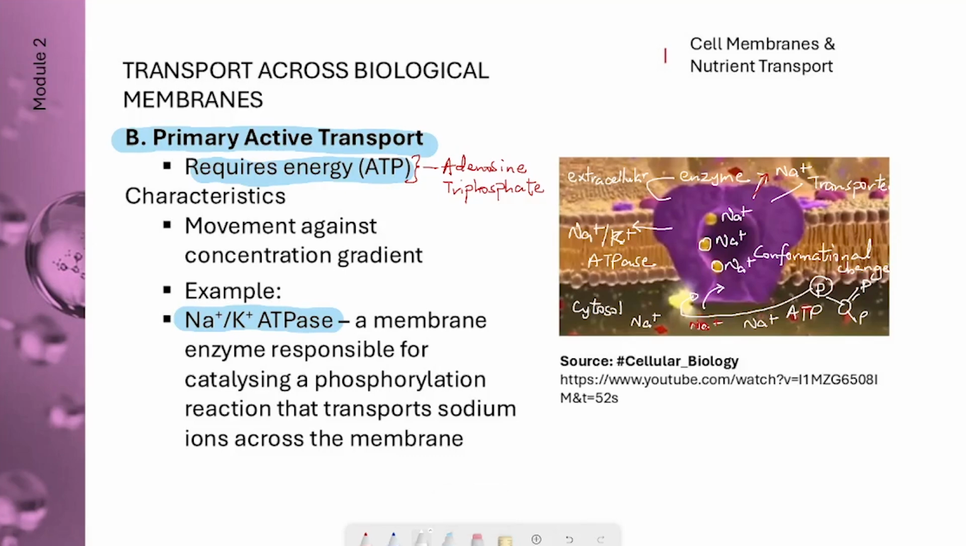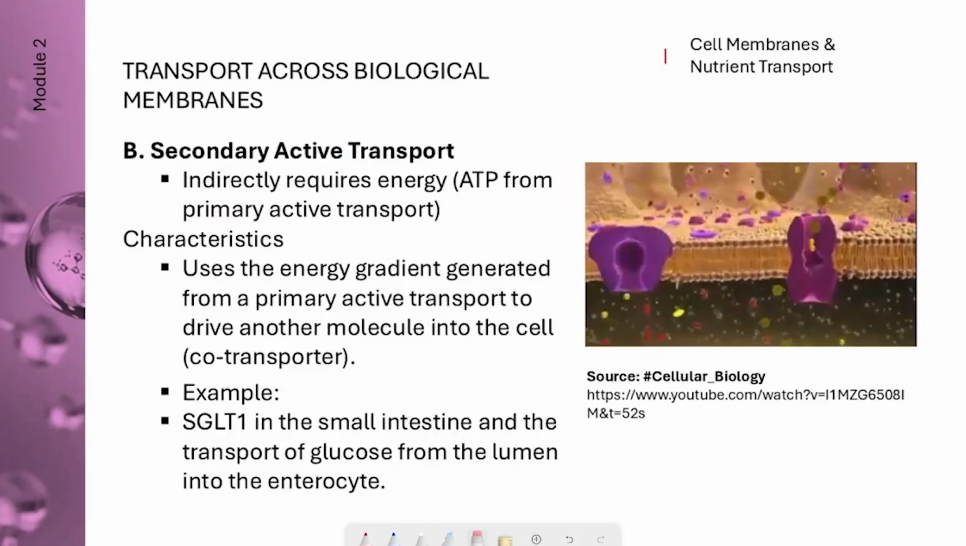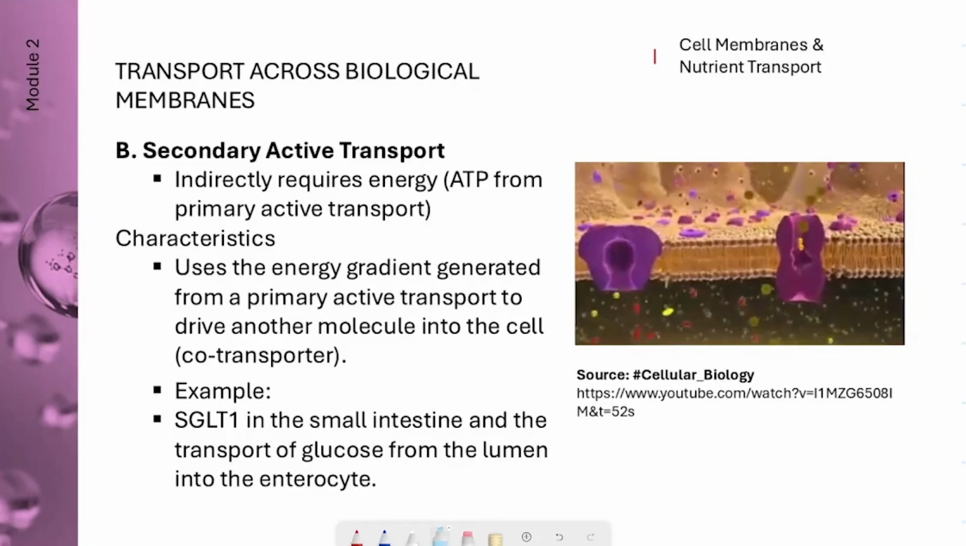Okay, so that is the basic principle of primary active transportation. In this slide, I will be explaining secondary active transport. And in the explanation of secondary active transport, I'm going to be using an example of a transporter found in the enterocyte, and that transporter is called the SGLT1.